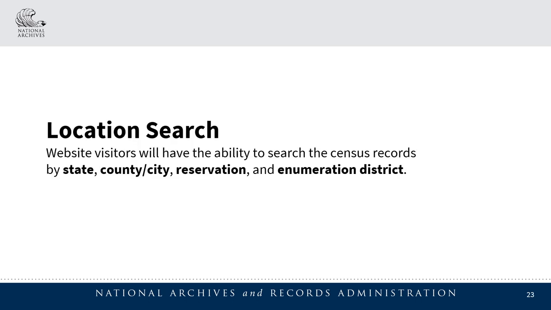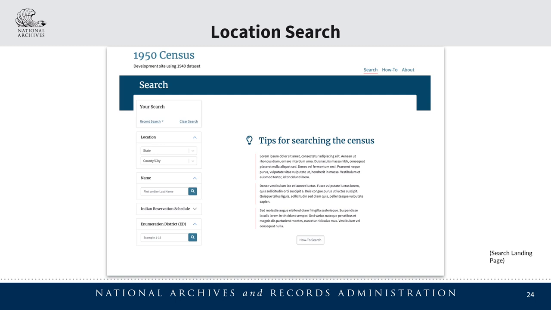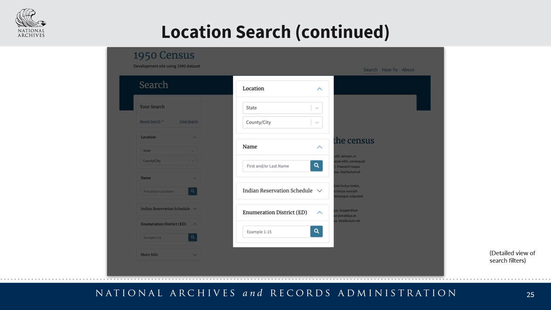Website visitors will have the ability to search the 1950 Census records by state, county or city, reservation, and enumeration district. Here we see the website's main search page. In the left sidebar area, there are a number of search filter options that are available, which visitors may use to explore the 1950 Census records. These search filters include state, county or city, name, reservation, and enumeration district.